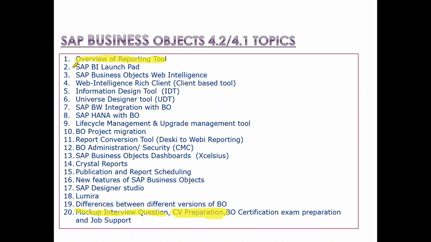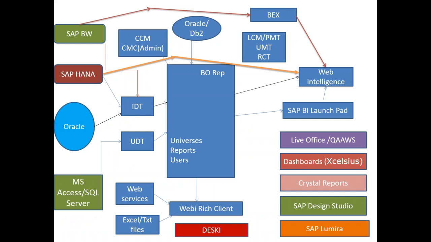BI Launchpad is a business objects portal. Using this portal, the end users are going to access the reports. I'm going to move to the next slide, which will give you more idea about the architecture of business objects, the component-wise architecture. BI Launchpad is the portal through which end users access the reports.